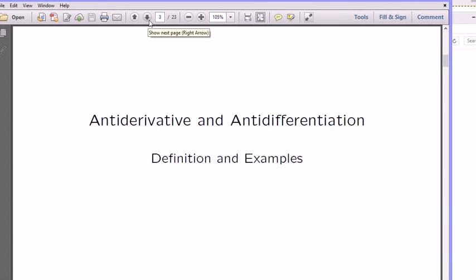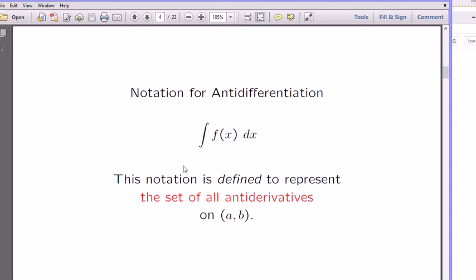But antiderivative and antidifferentiation, you understand what those are, right? So this was a notation: the stretched S symbol, f of x. What is the antiderivative of this one? This notation does not represent one antiderivative. It represents the collection of all antiderivatives.